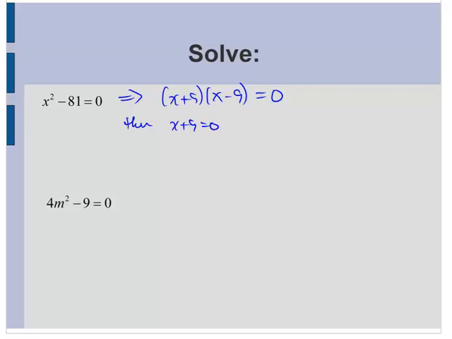x plus 9 equals 0, or x minus 9 equals 0. If x plus 9 equals 0, subtracting 9, x is negative 9. If x minus 9 equals 0, adding 9, x is positive 9. Alright, and why don't you try this next one out on your own.